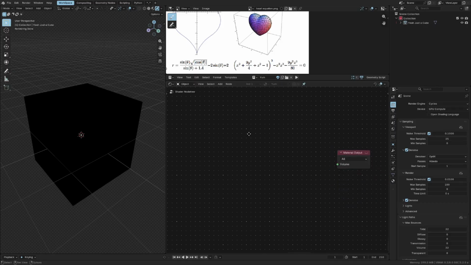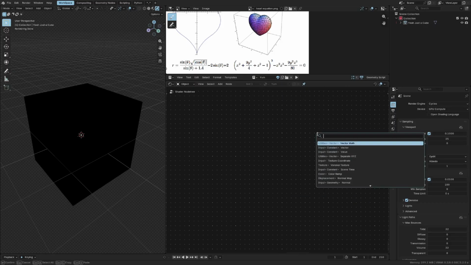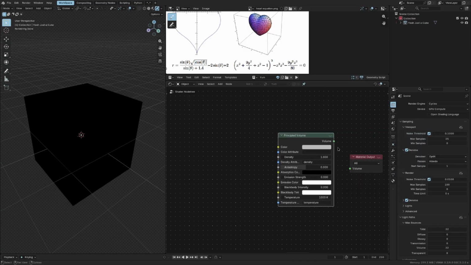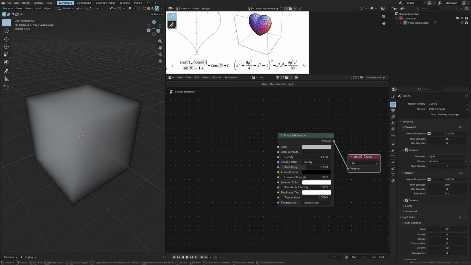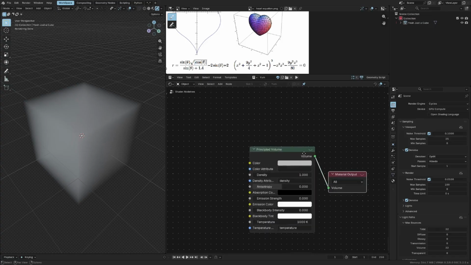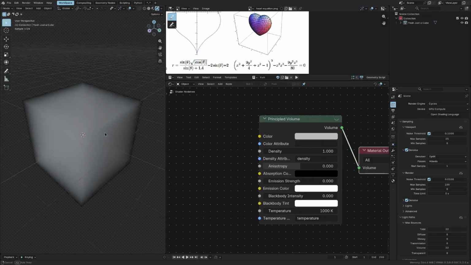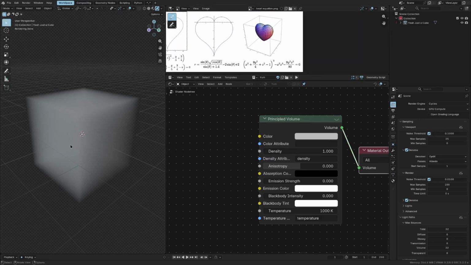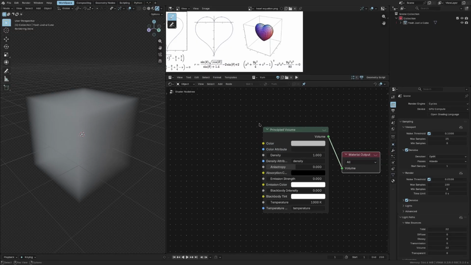So first things first, we need a Principled Volume node, and directly connect it to the Volume of the Material Output, and we'll get this volume thing, and we can easily modify it using nodes. The reason I'm using a cube instead of a plane is because we have z components, so it must be 3D: x, y, and z. So that's why I'm using this cube mesh instead of a plane.